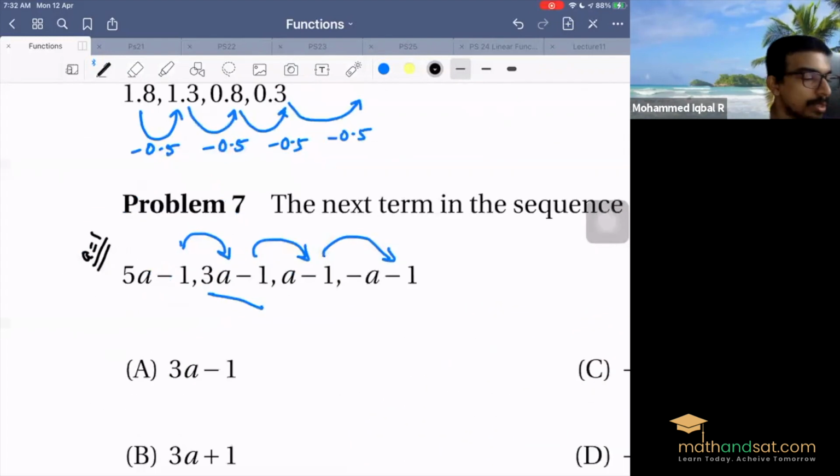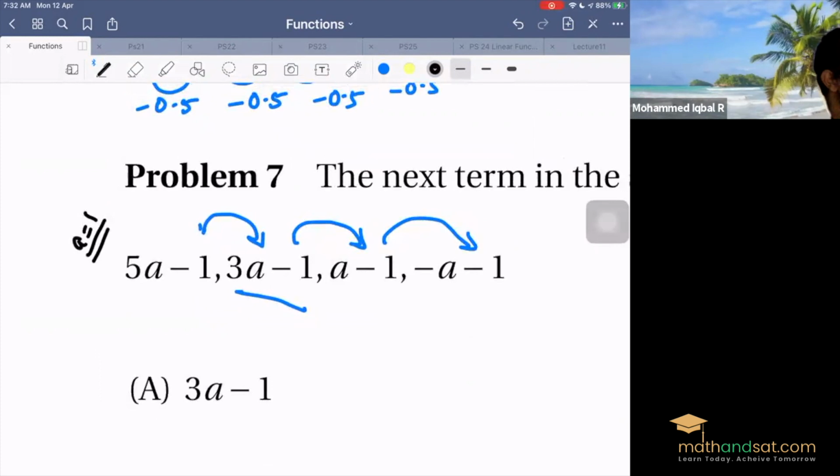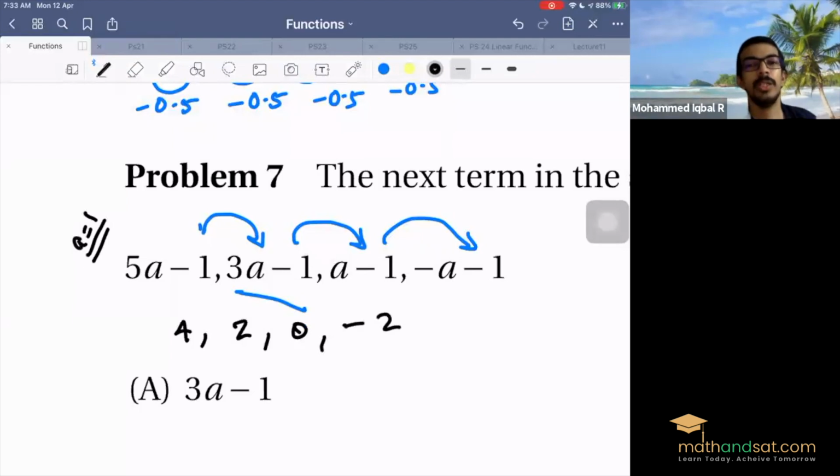What happens to this? The 5a minus 1 term becomes 5 minus 1, which is 4. The next term becomes 3 minus 1, which is 2. The next term becomes 0. The next term becomes minus 2. So do you see the pattern now? The numbers are 4, 2, 0, minus 2.